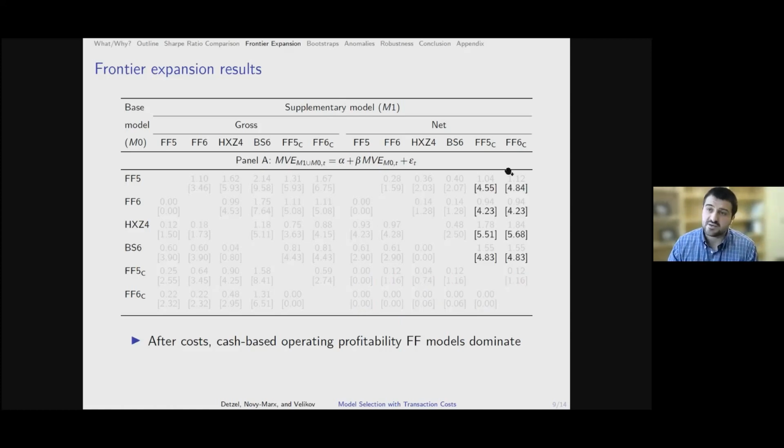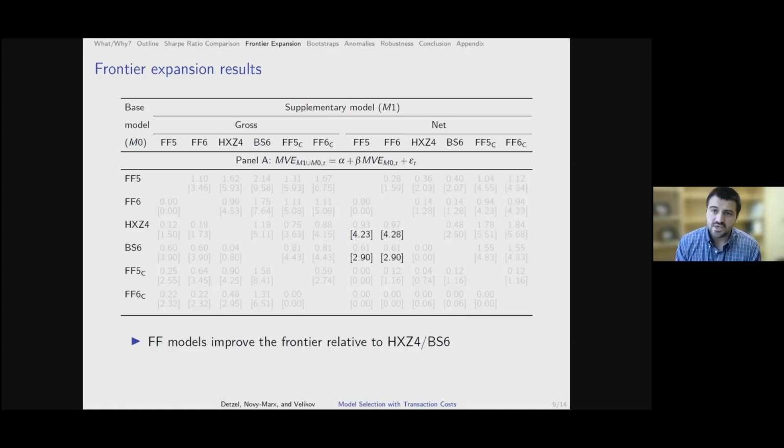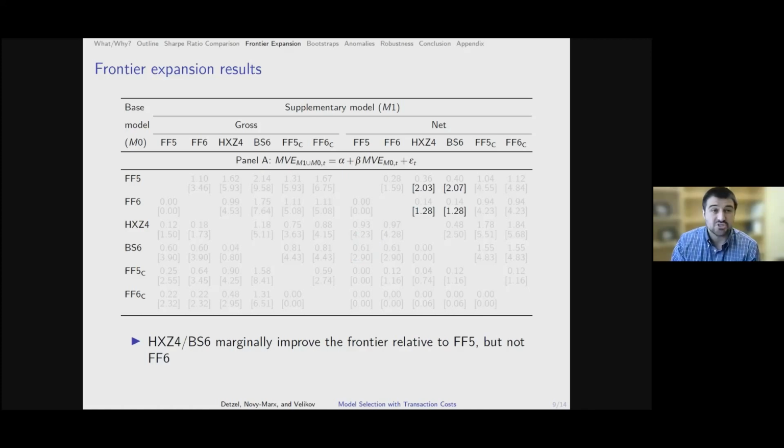On the other hand, when we add the Fama-French 5 and 6 factors, it's really the cash-based profitability factor that does all the work here. So with any of these other factors, we have a significant expansion of the frontier. Interestingly, the relation we saw between the Hou-Xue-Zhang and the classic Fama-French factors with operating profitability changes again when we look at net returns. The Fama-French factors expand the frontier relative to the Hou-Xue-Zhang and Bouchaud-Shankin factors. The opposite is only marginally true for the Fama-French 5 factor model. When you control for the Fama-French 6 factor model, the Hou-Xue-Zhang and Bouchaud-Shankin factors do not significantly improve the frontier.